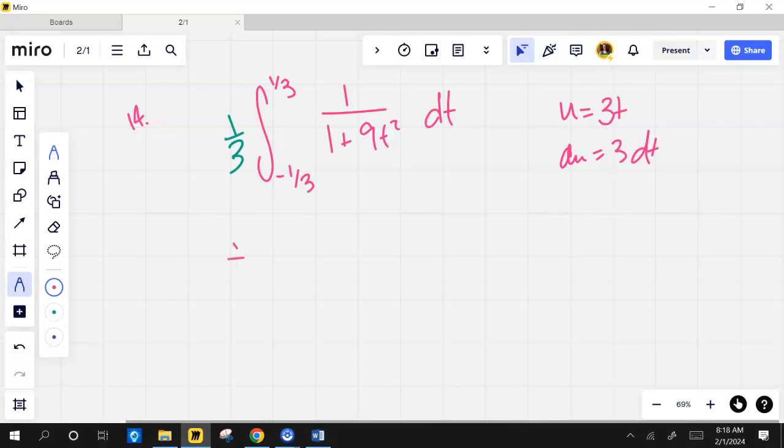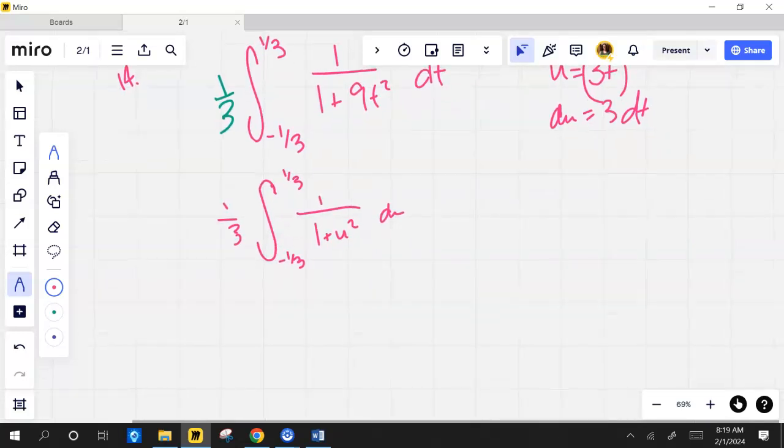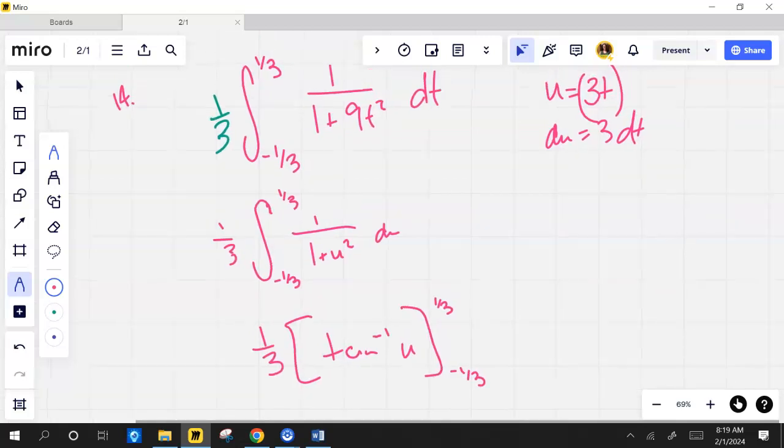So that I have 1/3 times the integral from negative 1/3 to 1/3 of 1 over 1 plus u squared du, because 3t squared is 9t squared. All right, so this gives me 1/3 inverse tan of u from negative 1/3 to 1/3. Now, if I leave the u there, I need to adjust the bounds. Or I can plug in 3t here and not adjust the bounds. It doesn't matter to me either way you do it. I always adjust the bounds, but you can do whatever. This would be 1 and negative 1.